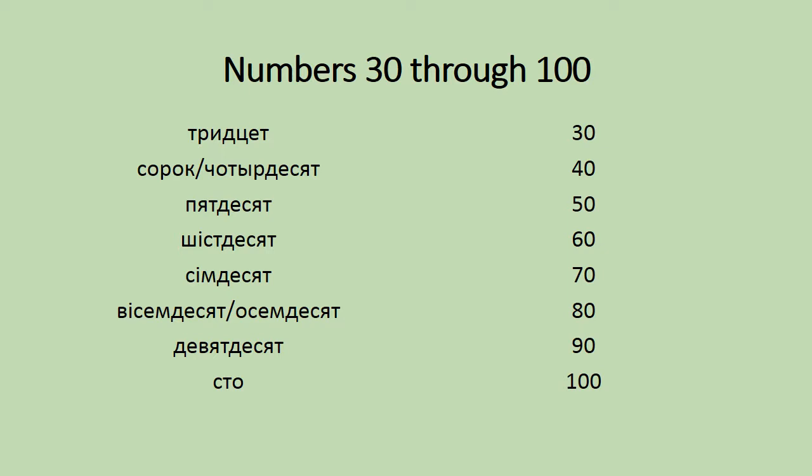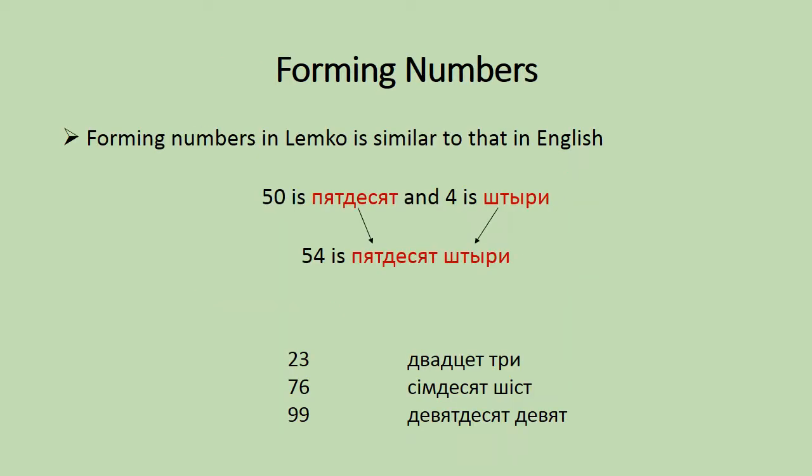Vísemdesát. Vísemdesát, or alternatively osmdesát. Osmdesát means 80. Devětdesát. Devětdesát means 90. Sto. Sto means 100. Forming numbers.